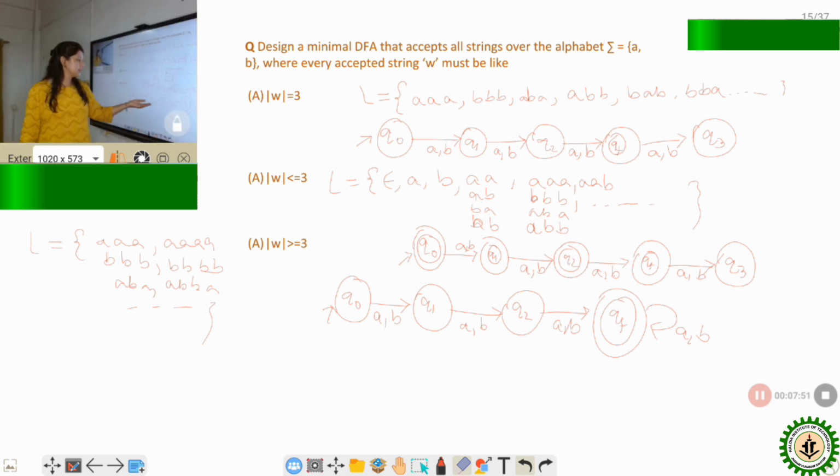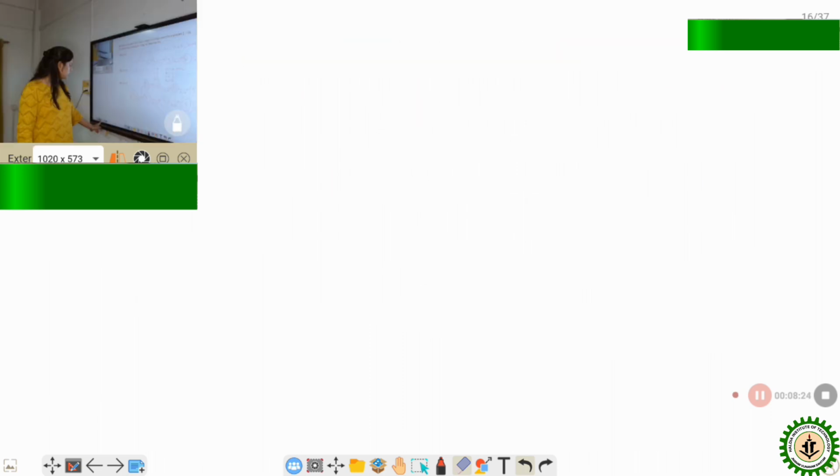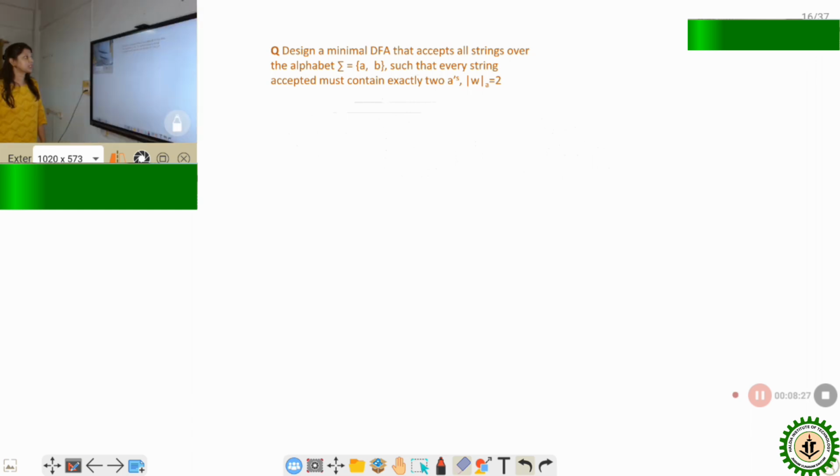So after triple A or triple B or any possible combination of A, B, after we have 3 symbols, whatever input symbols we apply on the final state, it will stay on the final state. It will not hamper our DFA. So that is for the length of the string being at least 3. I think you have understood. Right? We are going to the next problem.